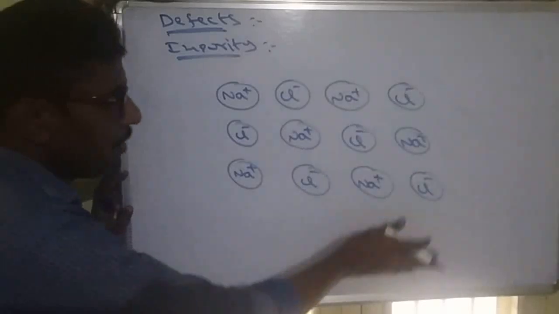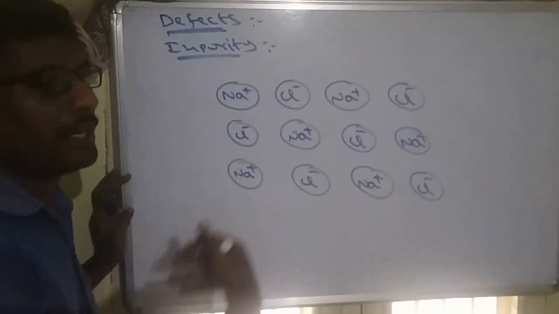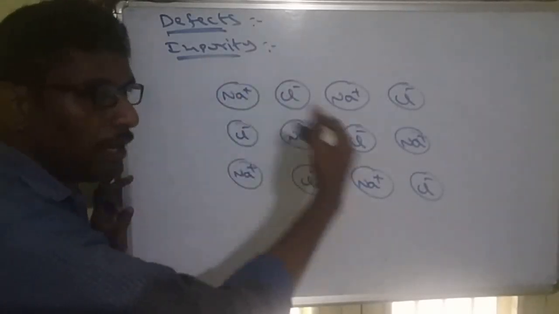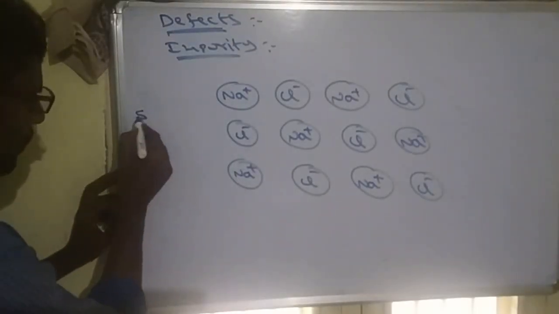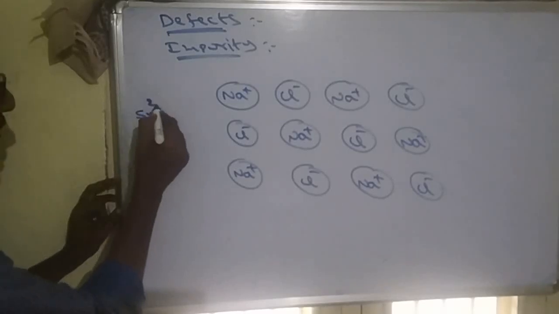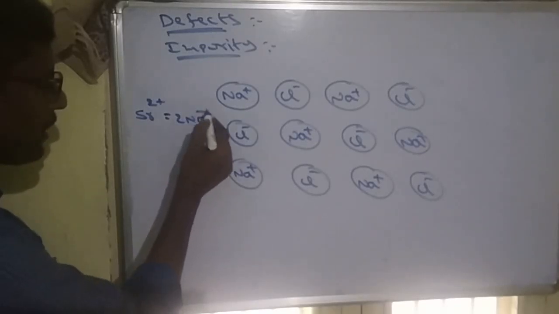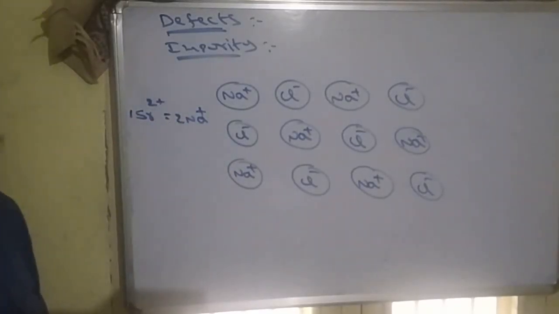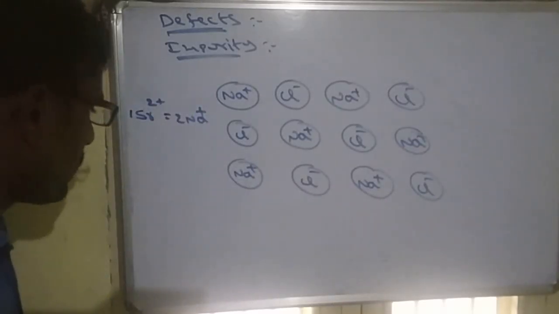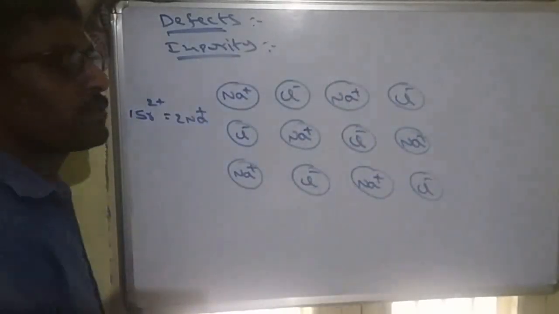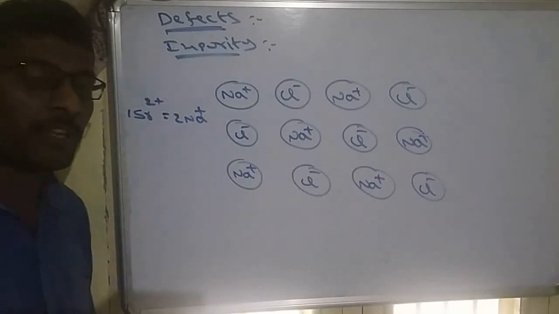In this NaCl solid, Na plus ions and Cl minus ions are present. If any other ion is present, that is called a foreign ion. So the defect due to any foreign ion is called impurity defect. For example, we are taking strontium. Strontium is a second group element whose charge is plus 2, which is equal to 2 sodium ions. One strontium is equal to 2 sodium ions according to charge. Sodium charge is plus 1, strontium charge is plus 2. So if in place of sodium we are replacing strontium, one strontium replaces two sodium ions.